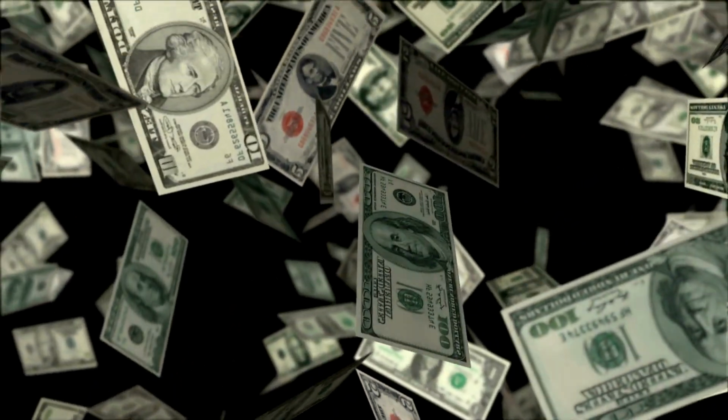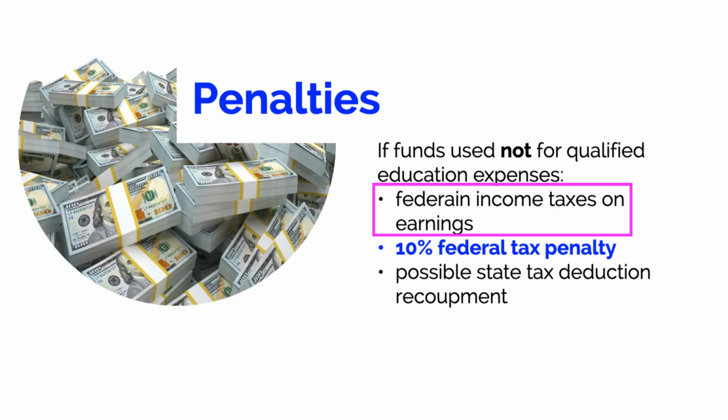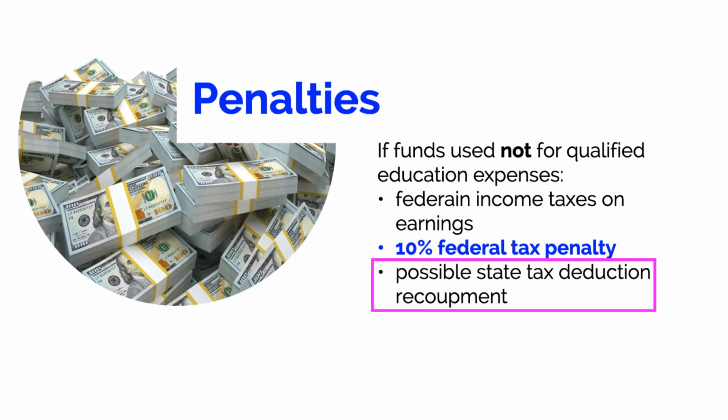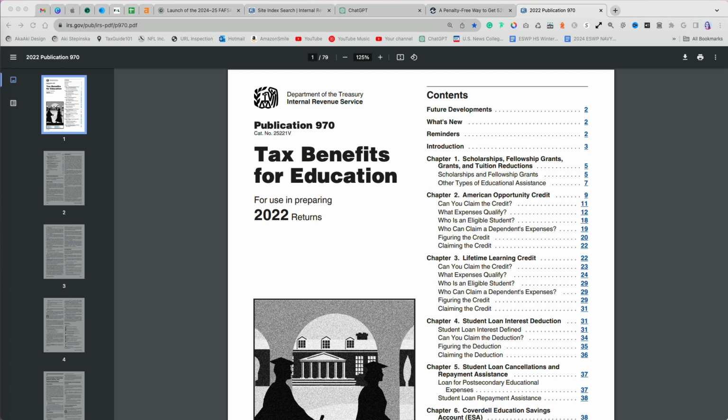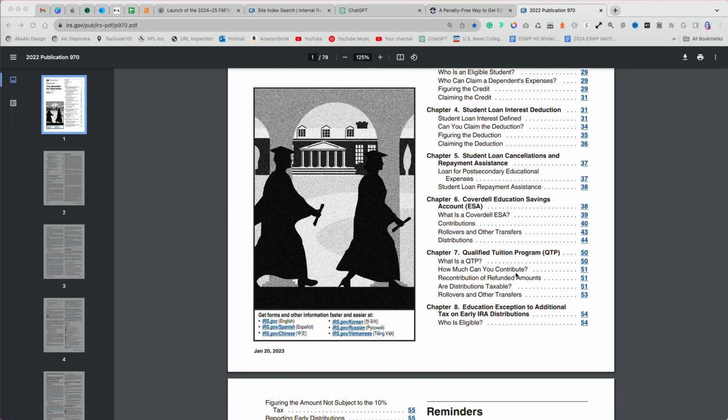Withdrawals from a 529 plan account can be taken at any time for any reason. But if the money is not used for qualified education expenses, federal income taxes may be due on any earnings withdrawal. A 10% federal penalty tax and a possible state tax deduction repayment can also be added, except when due to death or disability. See Publication 970, Chapter 7 on Qualified Tuition Programs for more information.